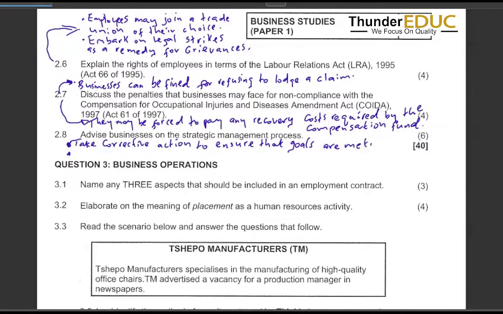Second one, you're saying that review the vision statement, also re-examine mission statement.